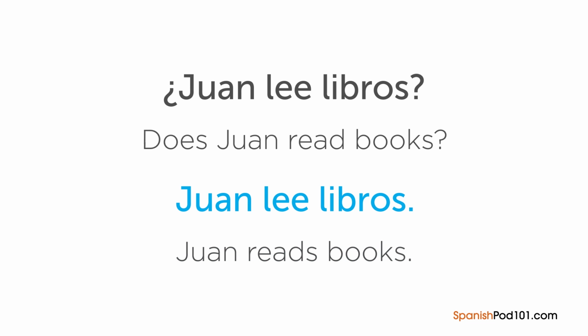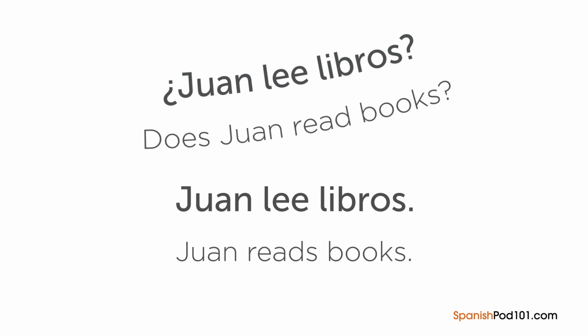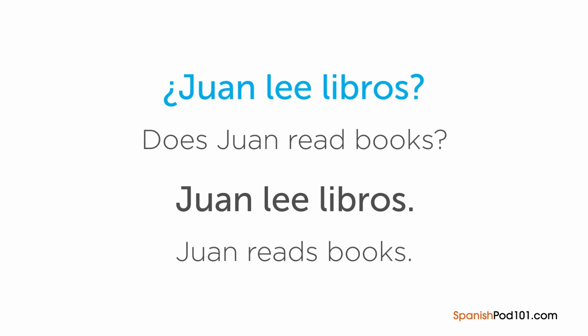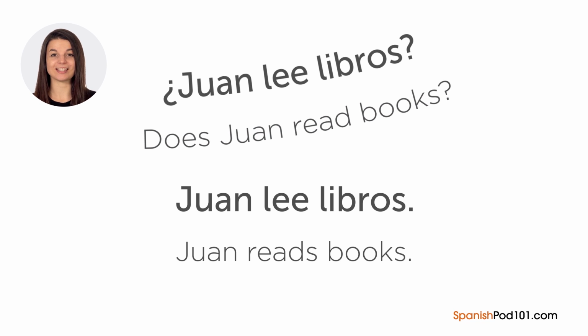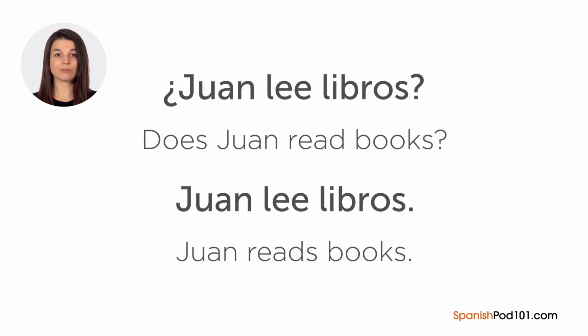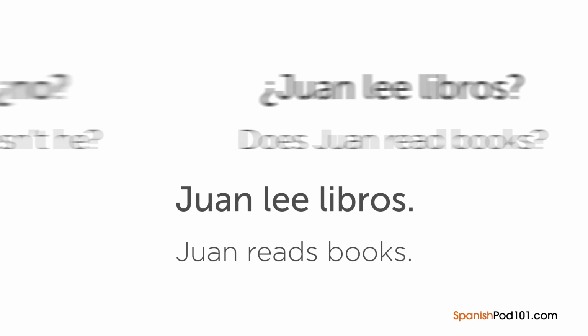Juan lee libros. The simplest way we can turn that statement into a question is by just raising our intonation at the end of the sentence. Juan lee libros? Meaning, does Juan read books? In conversation, we just need to raise the intonation at the end to express that it's a question. In writing, however, we have to include the question mark at the end, just like in English. But unlike English, questions in Spanish are marked with an inverted question mark at the beginning of the question as well.